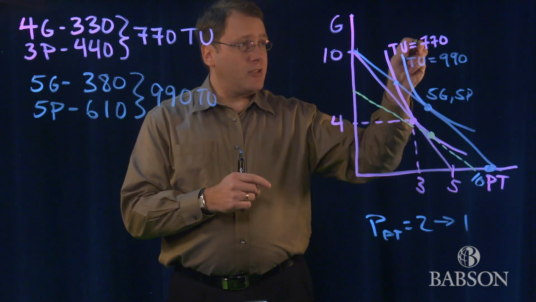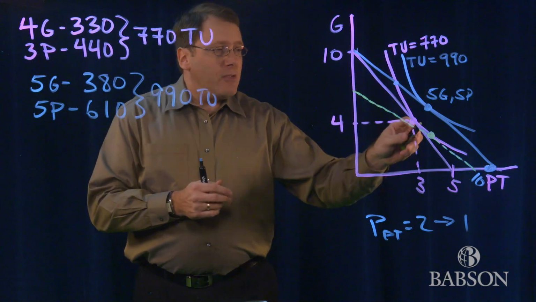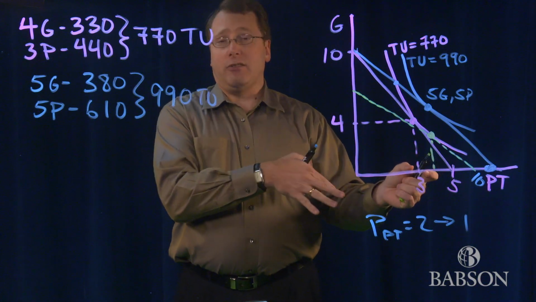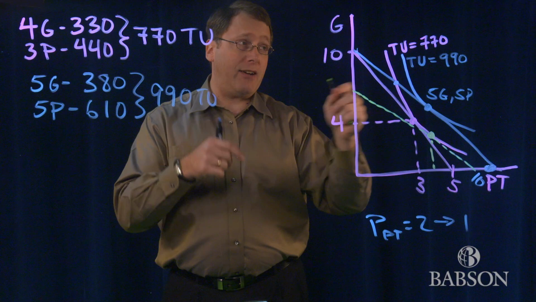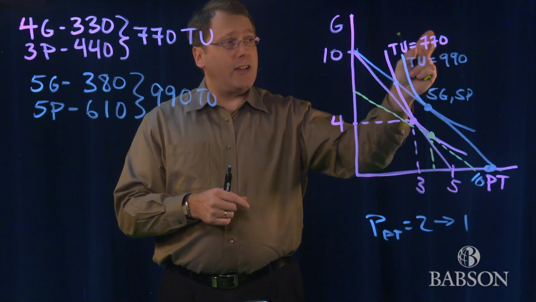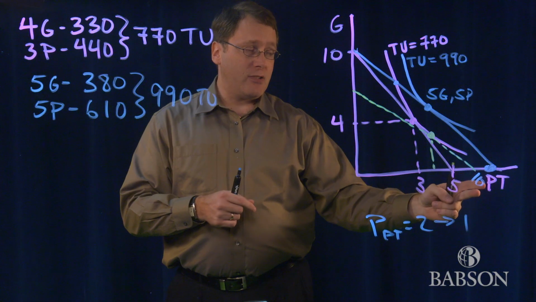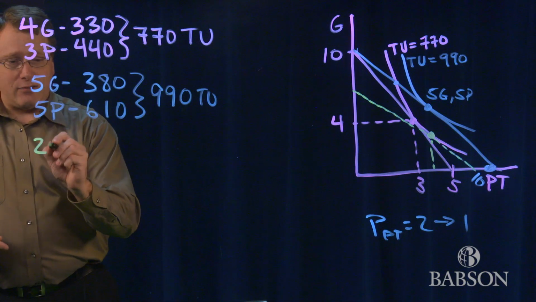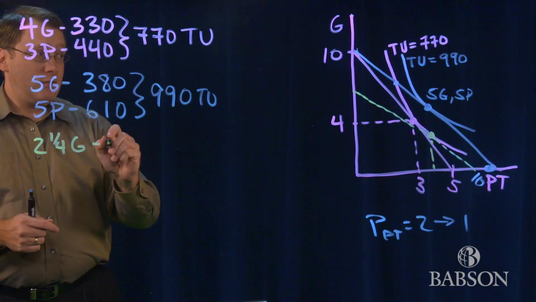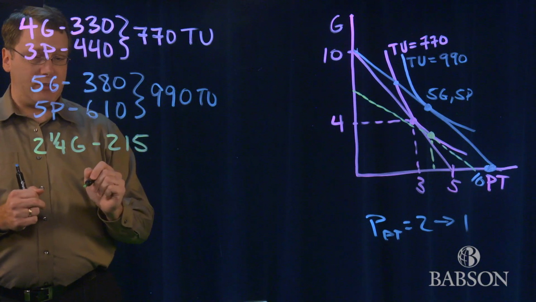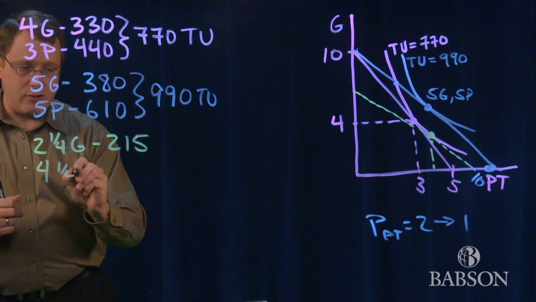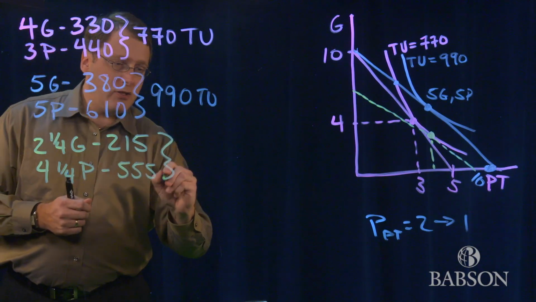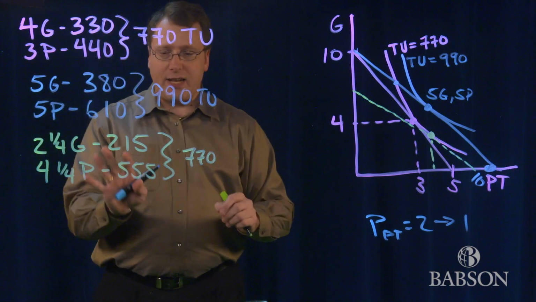And this point gives us a total utility of 770. If we were to look at the chart and see what combination of granola and Pop-Tarts would give us 770 units of utility, it turns out that would be around 2 1/4 granola that would give us 215 units of utility, and about 4 1/4 Pop-Tarts, and that would give us about 555. You'll notice this is still 770.